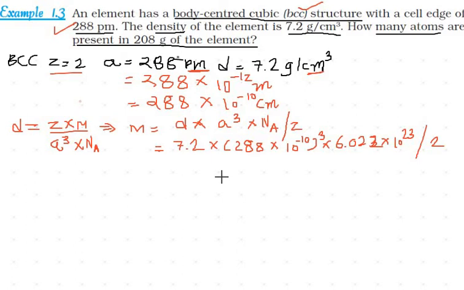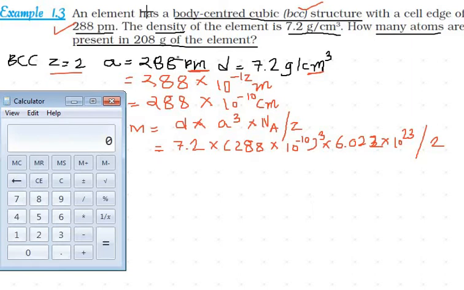Okay. Now let us simplify this. So using a simple calculator, we shall calculate 7.2 into 288, 3 times, because it's a cube we have to multiply it 3 times, into 288 into 288 into 288 into 6.022 divided by 2. So this comes to a very large value.